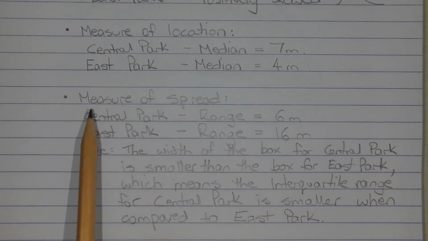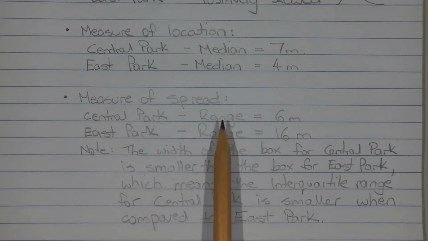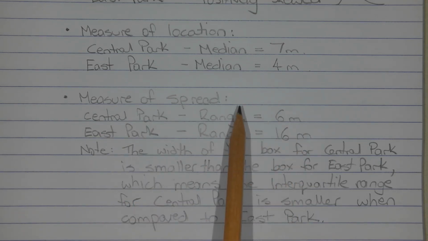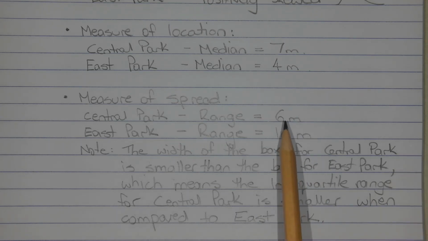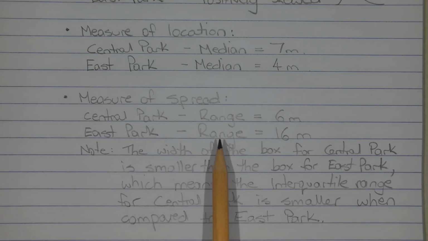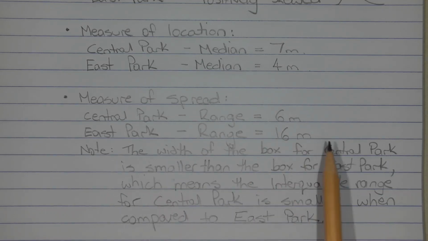Finally, considering the measures of spread, and we're going to consider the range in this case, for Central Park, the range is 6 metres, and recall that we find the range by subtracting the minimum height of the tree from the maximum height of the trees. So in this case, it's going to be 10 minus 4, which gives 6 metres. And for East Park, the range is 16 metres. Now note that the width of the box for Central Park is smaller than the box for East Park. And that means that the interquartile range for Central Park is smaller when compared to East Park.